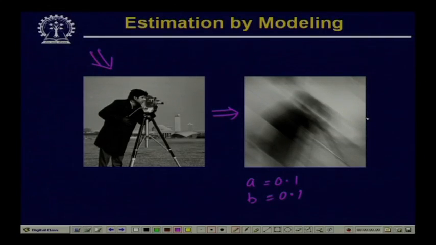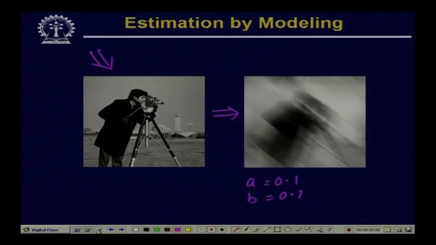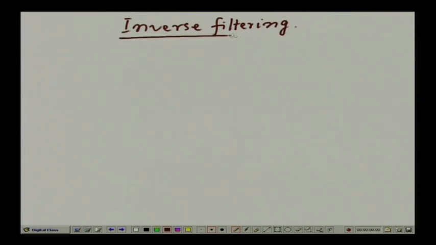Now, the problem is we have obtained a degradation function. Once I have an estimated degradation function, given a blurred image, how do I restore or recover the original image? As we have mentioned, there are different types of filtering techniques for restoring the original image from a degraded image. The simplest kind of filtering technique is what is known as inverse filtering. The concept of inverse filtering is very simple.